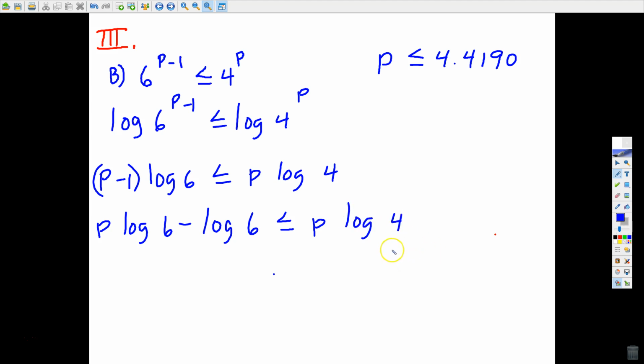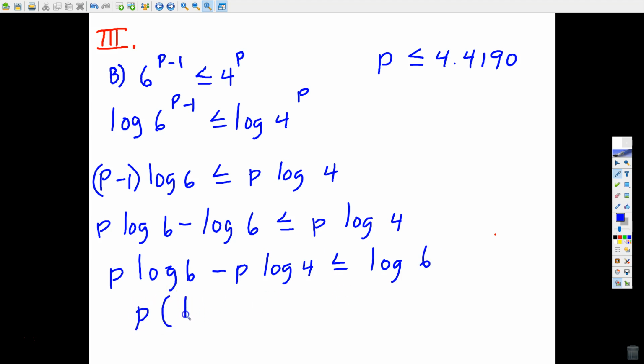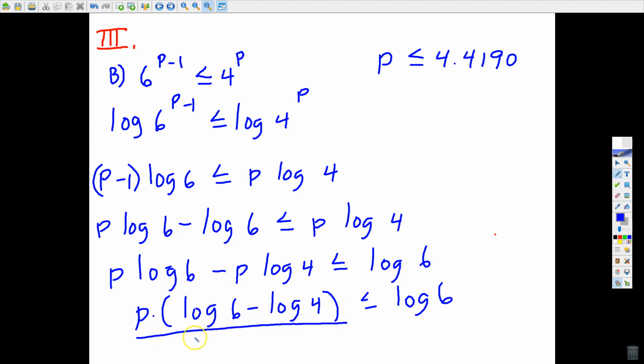And now you want to think about getting p terms on one side and non-p terms on the other. So that looks like this. I'm going to move p log 4 to the left with subtraction. And I'm going to move log 6 to the right with addition. At this point, you can factor out p. And you're going to be dividing log 6 by this parenthesis, okay? Because I'm going to be dividing both sides of my inequality by log 6 minus log 4.